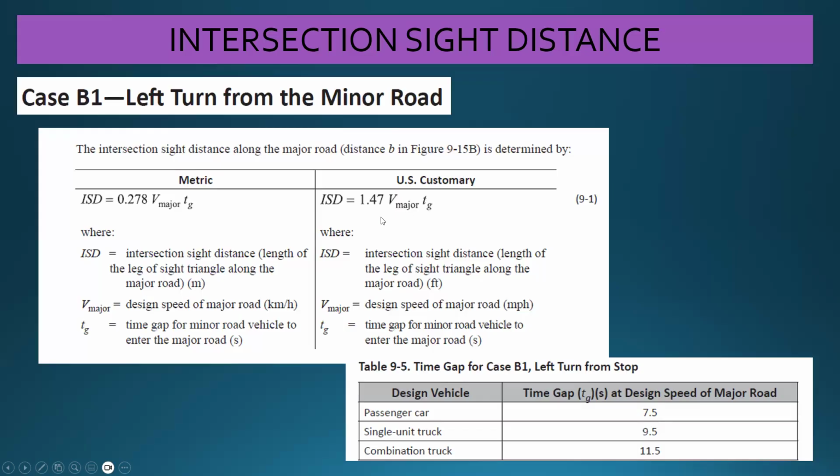If English system, that is 1.47 times, again, the speed of the major road and the time gap, wherein the obtained value has a unit of feet since the speed is in mph. Okay? So the factors are already applied here. So just take note that if you will use this formula, your speed should be in kph, or in English system, it's mph. Okay? Not meters per second or feet per second.